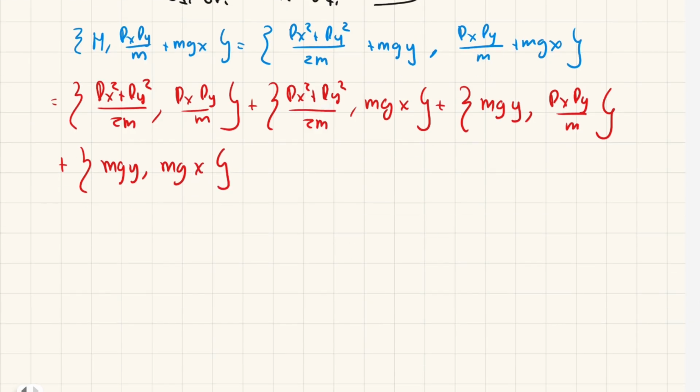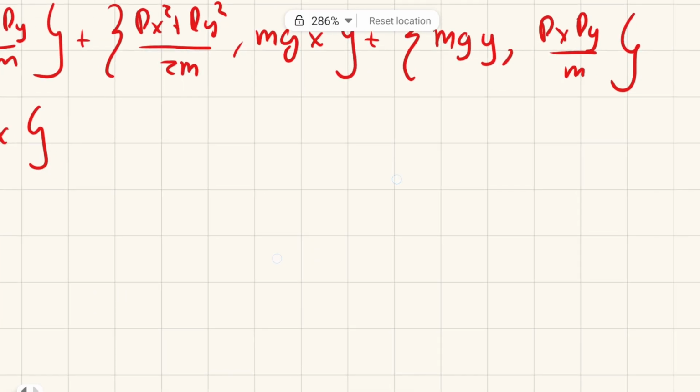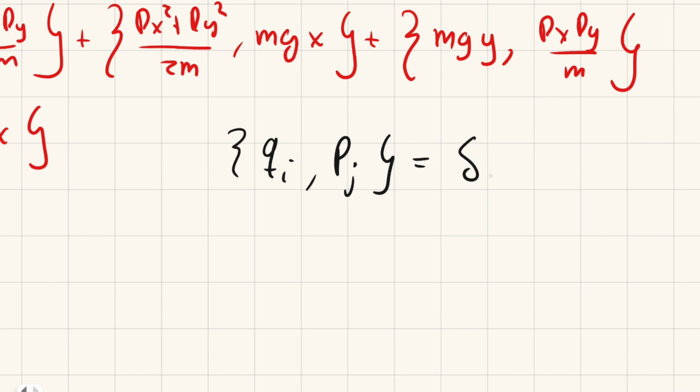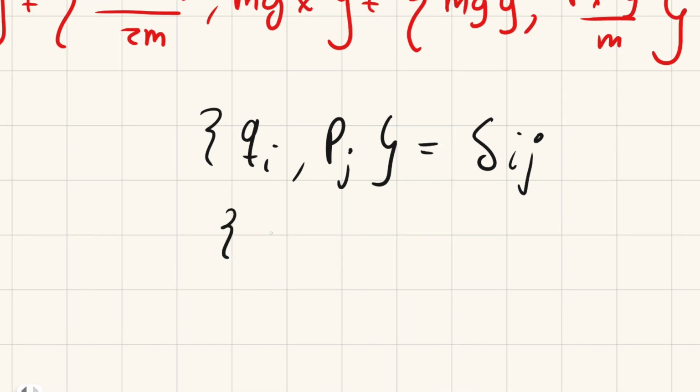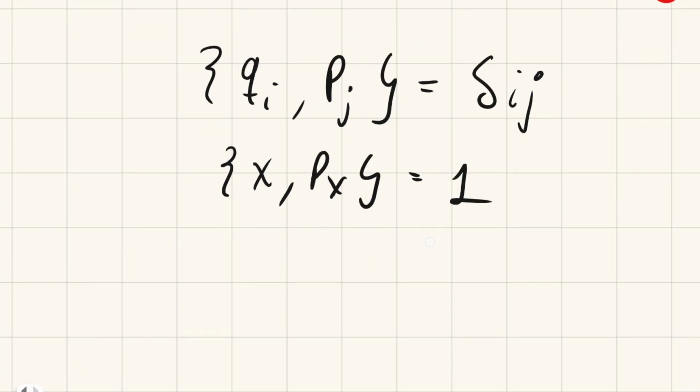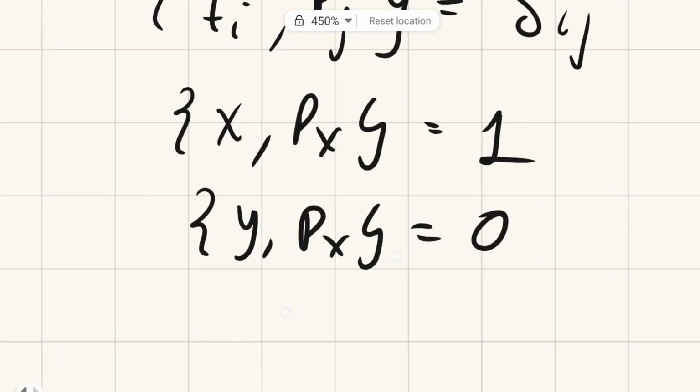Okay, and here is an important fact. You should know that if you have the Poisson brackets of the generalized coordinate, let's say qi, with the conjugate momenta, let's say pj, this is the Kronecker delta ij. So for example, if we have the Poisson brackets of x with px, this will be equal to 1. And for example, if we calculate the Poisson brackets of y with px, this will be equal to 0 because we are working with a different index.